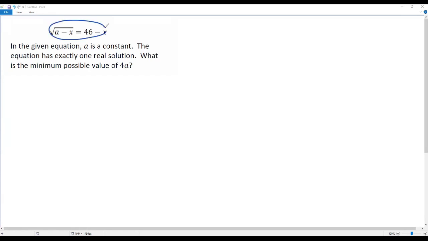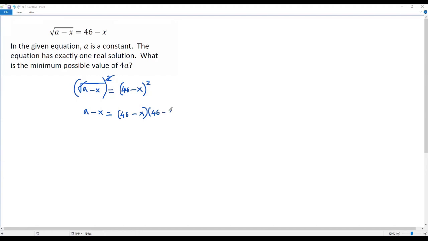Okay, now let me take the given equation as it is. That is, square root of a minus x equals 46 minus x. Now, to get rid of the square root on the left side, let's square both sides of this equation. On the left side, the square root and square will cancel out. We get a minus x. On the right side, we can write this as (46 minus x) times (46 minus x).